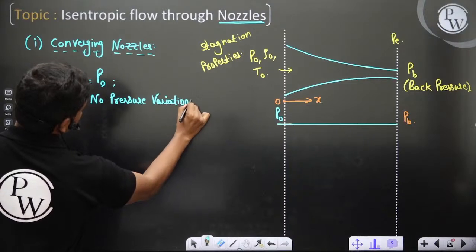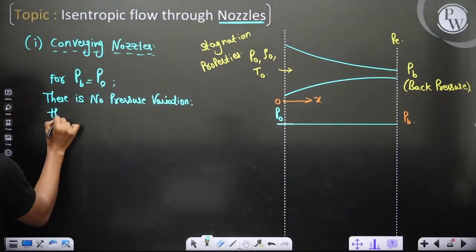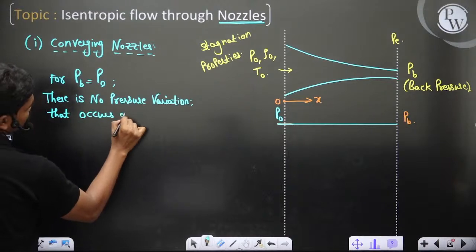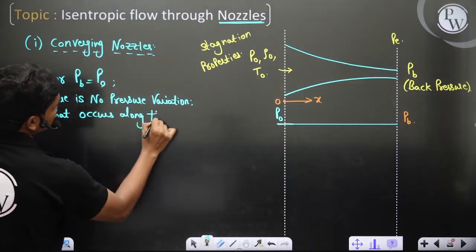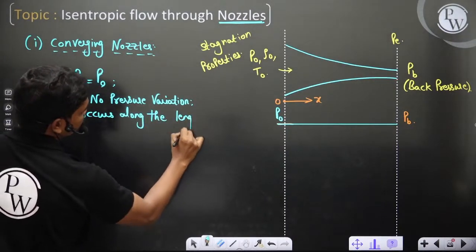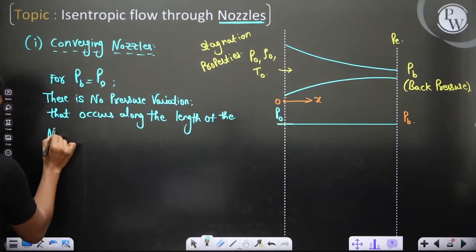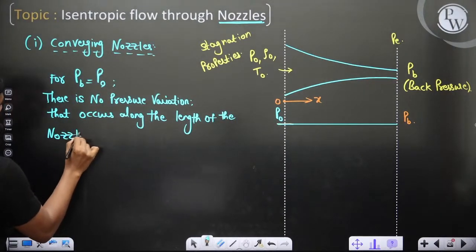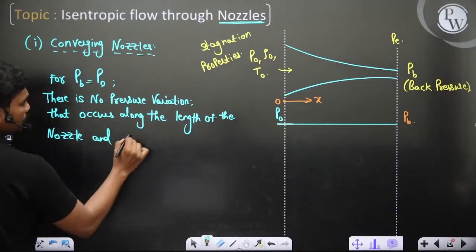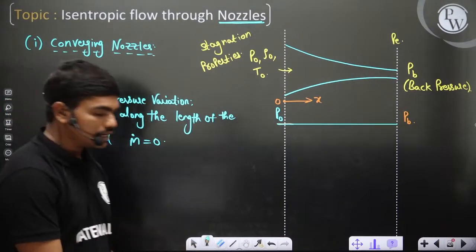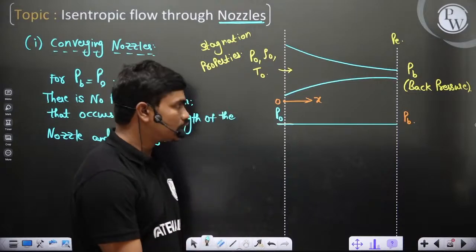There is no pressure variation that occurs along the length of the nozzle, and m dot, the mass flow rate at this point, is equal to 0 straight away. Okay, so the mass flow rate at this point is equal to 0 clearly.